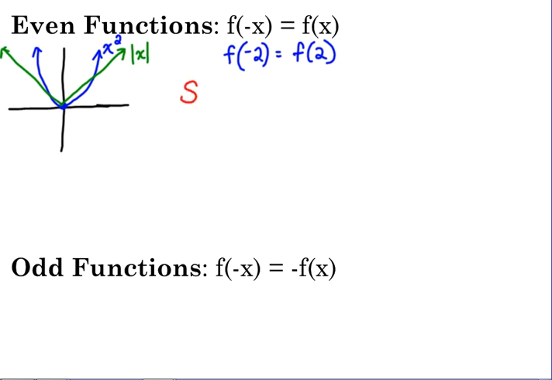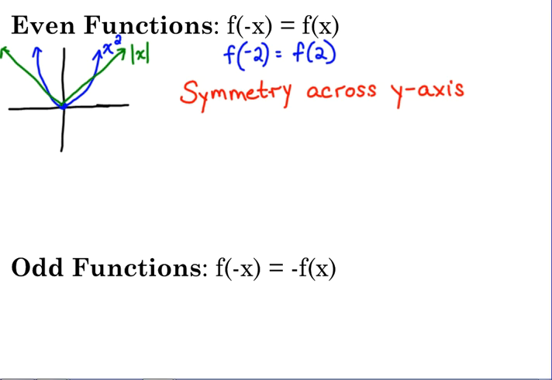Okay, so some properties of even functions. They have symmetry. What kind of symmetry do they have? Over the y-axis. Okay, they have symmetry across the y-axis. The y-axis cuts it in half. The left side's a mirror image of the right side.